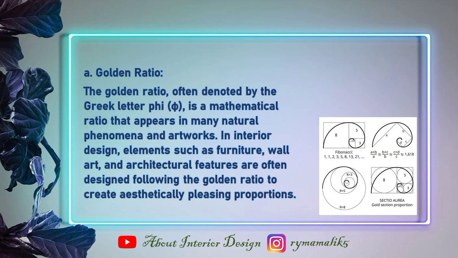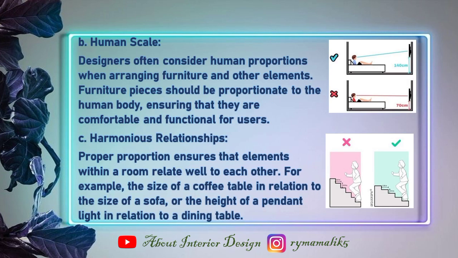A. Golden ratio. The golden ratio, often denoted by the Greek letter phi, is a mathematical ratio that appears in many natural phenomena and artworks. In interior design, elements such as furniture, wall art, and architectural features are often designed following the golden ratio to create aesthetically pleasing proportions.